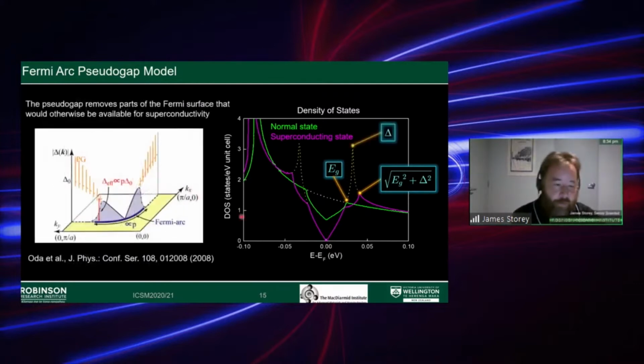Now, in this two-gap picture, the pseudogap removes states off the Fermi surface that would otherwise be available for superconductivity. As a result, the effective superconducting gap is reduced, and this leads to a weakening of superconducting properties such as the superfluid density.